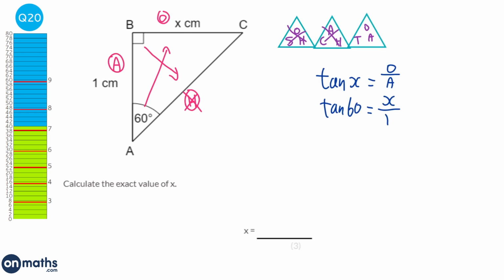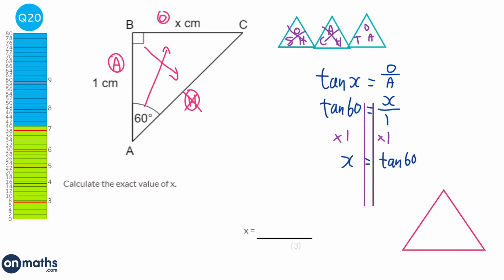So if I times both sides here, let's just get our solving lines in here, and times both sides by 1, or just get rid of the fraction, we end up with x equals tan 60. Now you need to know off by heart what tan 60 is, and we can work it out just briefly by drawing a right angle triangle. Sorry, not a right angle triangle, an equilateral triangle.